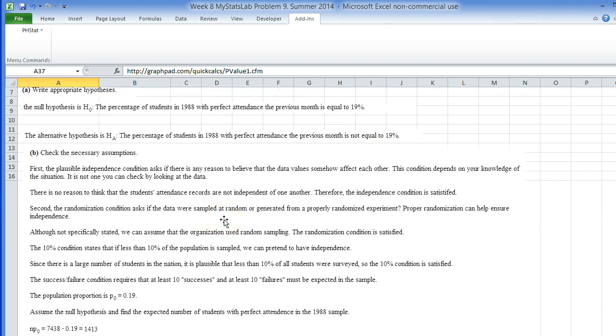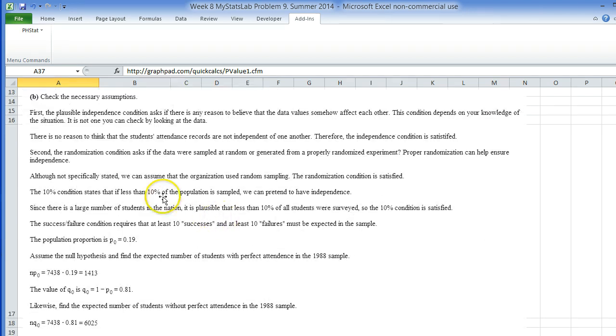Part B is asking us to check the necessary assumptions. The first one is that we're going to assume that there's independence. The data doesn't provide enough information for us to really check that, but there is no reason to think that students' attendance records are not independent of one another. The second one is the random condition, that is, asked if the data were randomly selected, and proper randomization can ensure independence. So the randomization condition is satisfied.